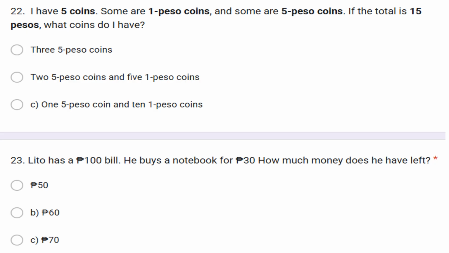I have 5 coins, some are 1 peso coins and some are 5 peso coins. If the total is 15 pesos, what coins do I have? Letter A, 3 5-peso coins. B, 2 5-peso coins and 5 1-peso coins. Or letter C, 1 5-peso coin and 10 1-peso coins.